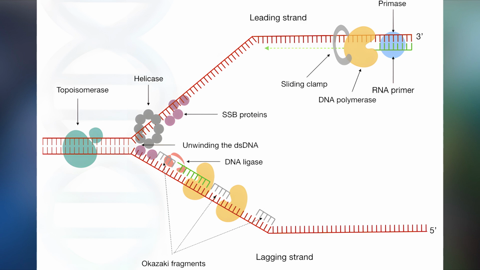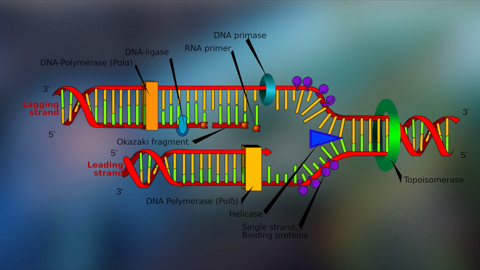One of these is called the leading strand, and that one's nice and easy because the DNA polymerase can just go from the 3' to the 5' end. Once again, don't worry about the terminology. It's just a way of referring to the direction of the DNA. It can go from one end to the other and just catalyze all of the phosphodiester bonds.